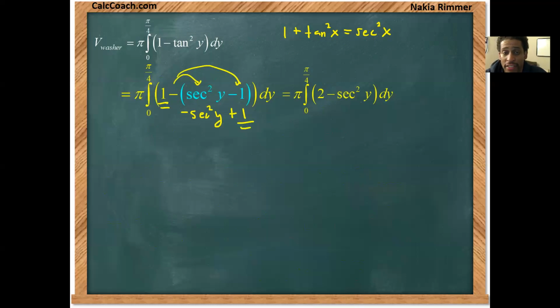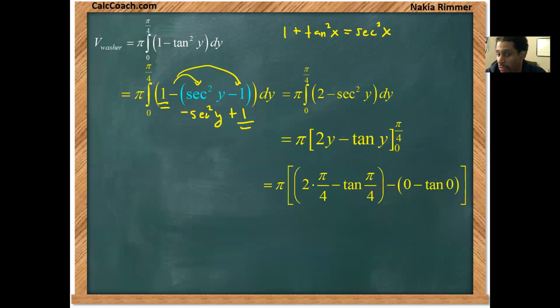And we can definitely integrate secant squared. We know what function has secant squared as its derivative. And to integrate 2, we just get 2y. So it's not that bad. No integration by parts needed here. Ready to plug a pi over 4 in. Plug a 0 in. We get 2 pi over 4 minus tangent of pi over 4. Plug in 0, you get 0 again.